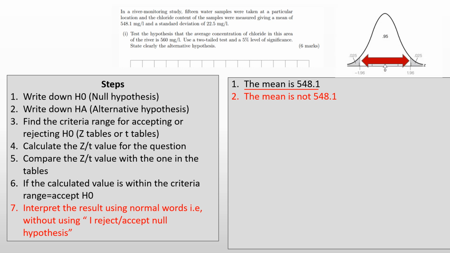And then number 3, find the range of accepting or rejecting that null hypothesis. The null hypothesis is saying the mean is 548. So how do we accept or reject that? How do we decide, is that true, is that not? So you look at the bell curve, so we're assuming this is normally distributed, right? So that we can use the Z tables. They said 5% significance, so that means 95% confidence. So we put the 95% there in the bell. So in the middle, that's 95%.